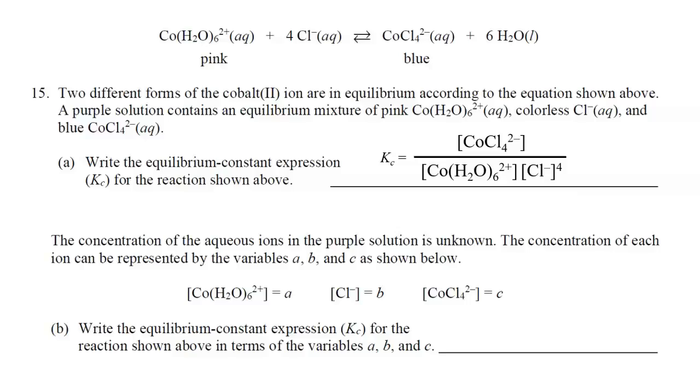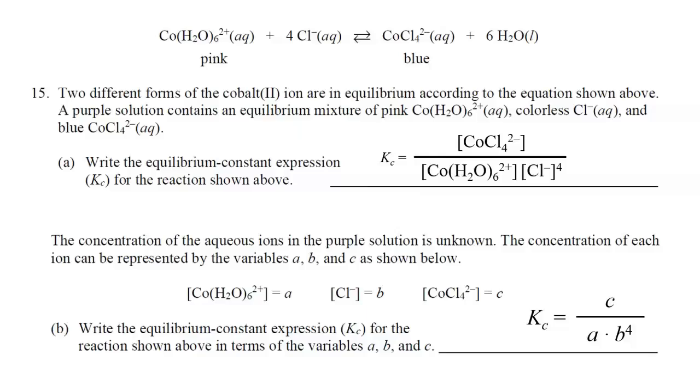And then for the chloride, it's going to be represented by the variable B, but it will still be raised to the 4th power. So the answer to part B is simply we've written the equilibrium constant expression, Kc, for this reaction, but we've used a substitution method in terms of these variables A, B, and C.